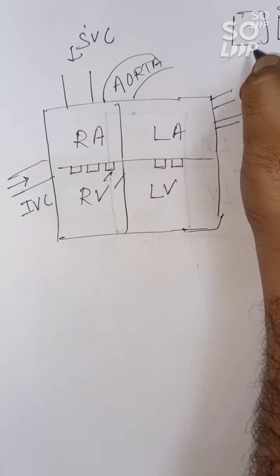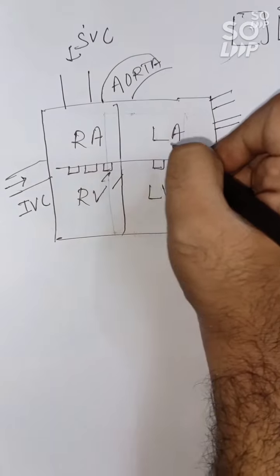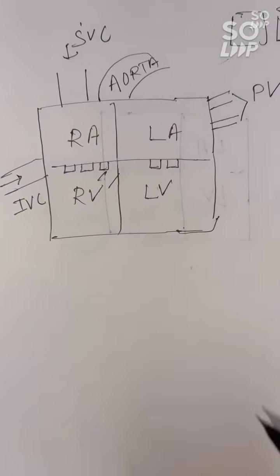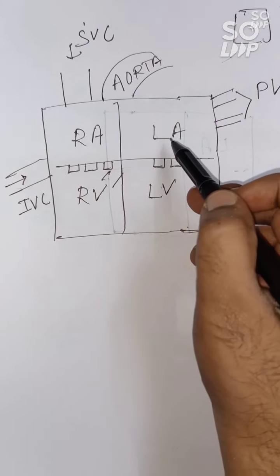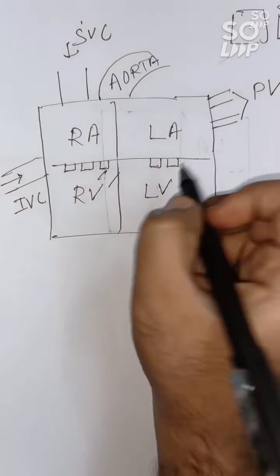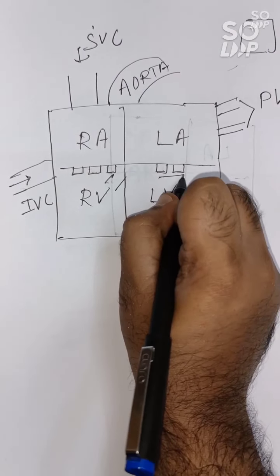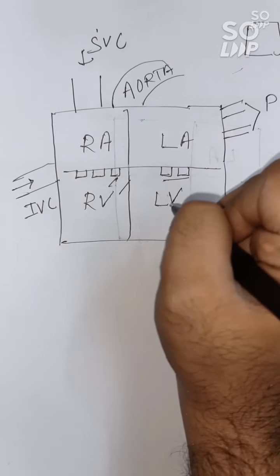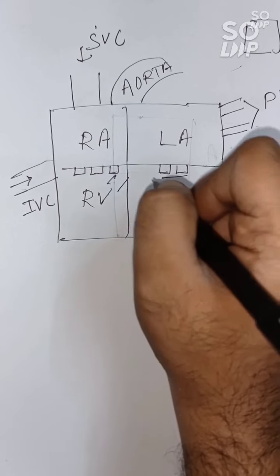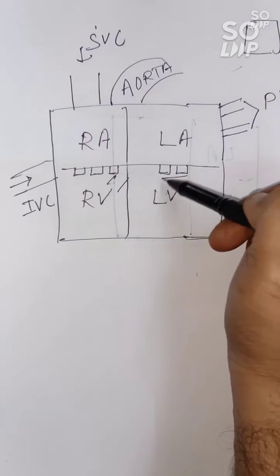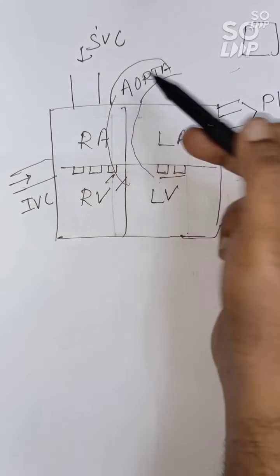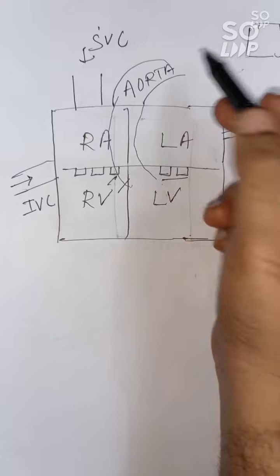And after oxygenation, the oxygenated blood comes to the left atrium through the pulmonary veins. From the left atrium, the oxygenated blood goes into the left ventricle through the bicuspid valve. Now from the left ventricle, the oxygenated blood goes into the aorta to all parts of the body.